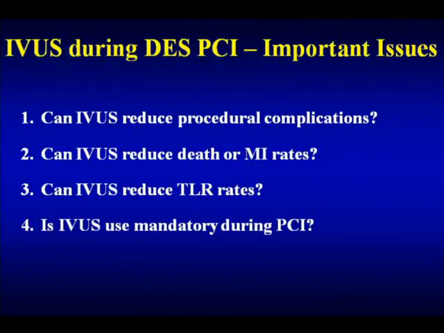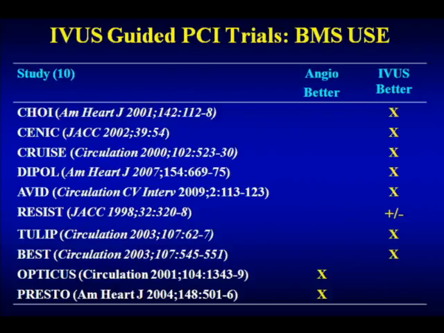The issues are still, does it decrease procedural complication, decrease death or MI, decrease TLR, and should we be using an IVUS? Now, in the BMS era, we actually have a few randomized trials, few registries. As you can see here, angiography versus IVUS, there are 10 trials. It seems the majority of them in a bare metal stent era showed that IVUS is better.